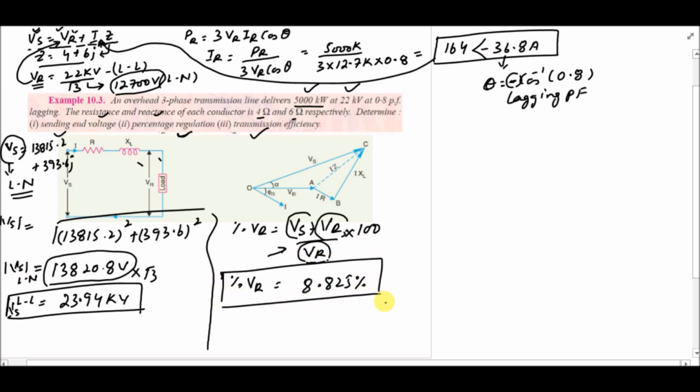So the voltage difference between the sending end and the receiving end is 8.825%. So there is a voltage drop of 8.825% in the line.